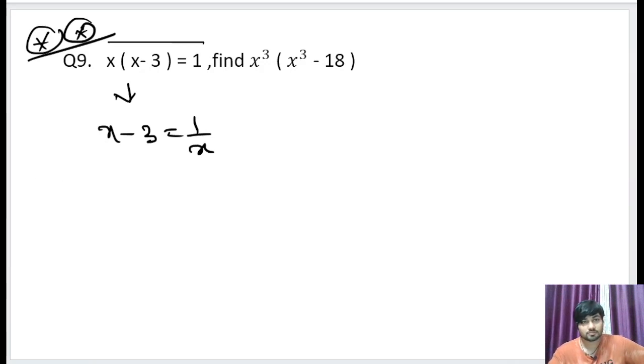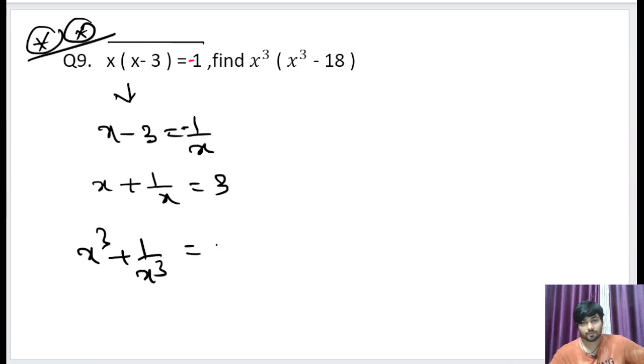Now again, I think there is a typo mistake in the question. It is minus 1. So it will be x minus 3 is equal to minus 1 upon x. So x plus 1 upon x is equal to 3, right? I have this value here. Now let's find the cube of this value. x cube plus 1 upon x cube is equal to k cube minus 3k, that is 27 minus 9, which is equal to 18.